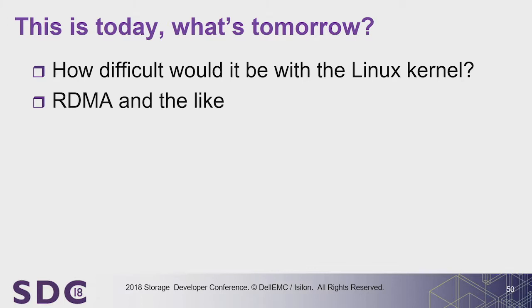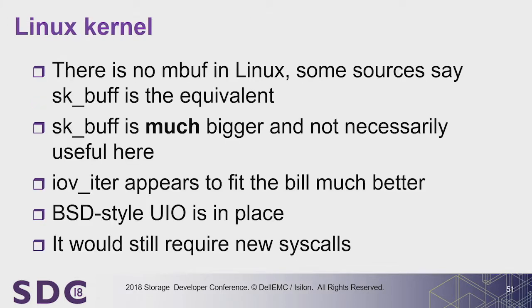And I briefly looked at the Linux kernel code. How difficult would it be to do something similar in the Linux kernel? Okay. First, we have to deal with mbufs, which exist in the FreeBSD kernel, but they do not exist in Linux. So what's the equivalent? If you try to look it up over the internet using your favorite search engine, then many sources suggest that skbuf is the equivalent of mbuf in FreeBSD.